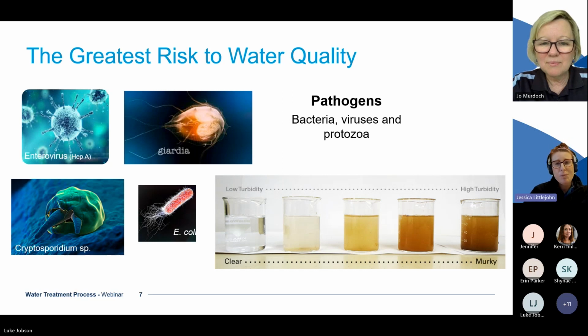You might have heard the term turbidity before. Turbidity is the cloudiness or the haziness of the water that's caused by suspended particles. And turbidity is really important because the pathogens like to hide on the suspended dirt particles in the water. So if we're removing the turbidity and producing clear water, we're also removing those pathogens. So how do we do this?